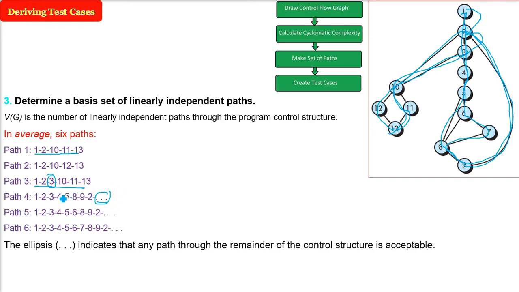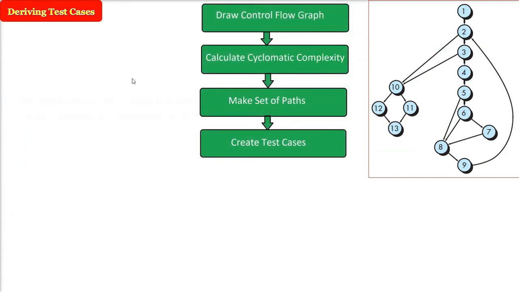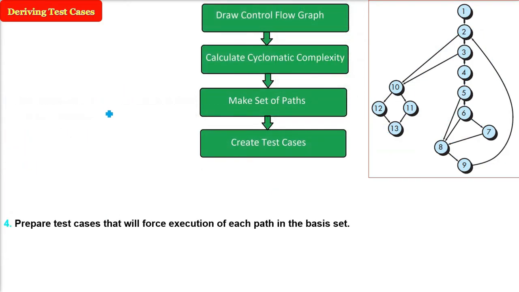This ellipsis indicates that any path through the remainder of the control structure, we can accept it. We can have any after 2. As we discussed earlier, just compute the predicate nodes and add 1. You will know how many test cases there are. You can find out the cyclomatic complexity also. But the whole idea is that after finding the cyclomatic complexity, you have to know the paths also, because ultimately you are going to write those test cases.